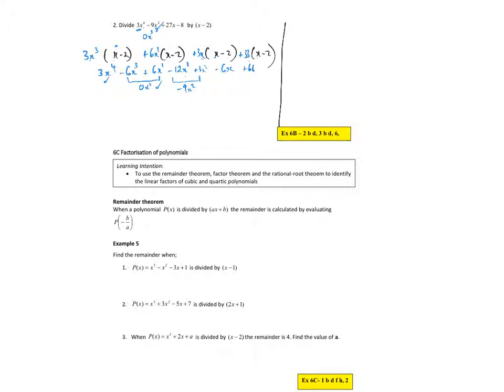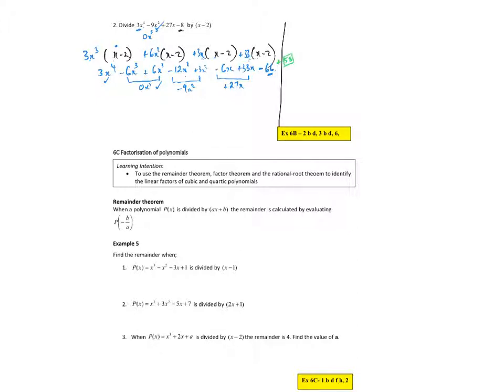Oops, my bad. Rub that out. 33 times x is in fact just 33x. 33 times minus 2 is minus 66. So these two terms give me, what do they give me? 27x, which is what I want. Now I've got minus 66. I'm meant to have minus 8. So I need to add, let's put a different color, I need to add another 58.